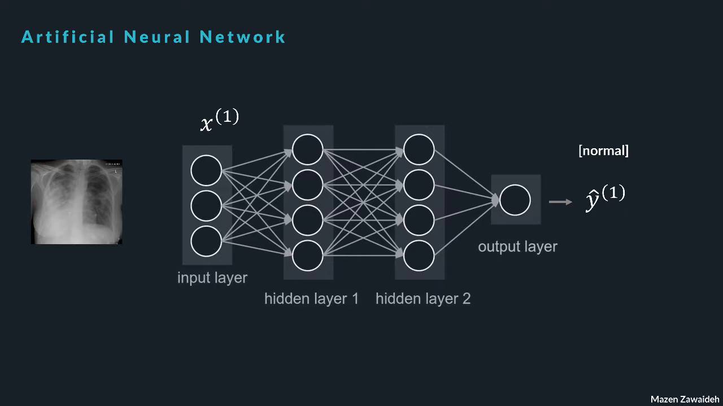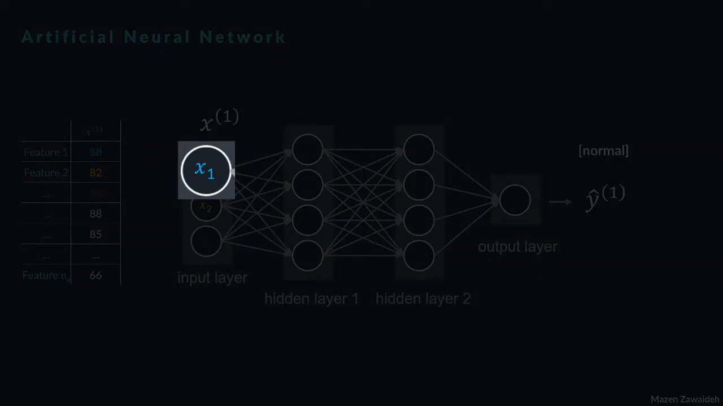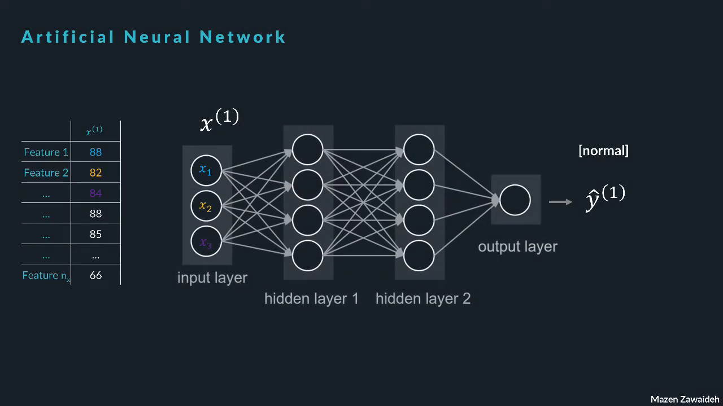As discussed before, our imaging study can be represented as a column vector which contains all the individual pixel values of the image. For the first layer in the neural network, the input layer, each node represents a single feature from the input column vector. In this case, each feature is a pixel value. We can denote each individual feature by a subscript. For example, x sub 1 indicates the first feature in the column vector, and so on and so forth.